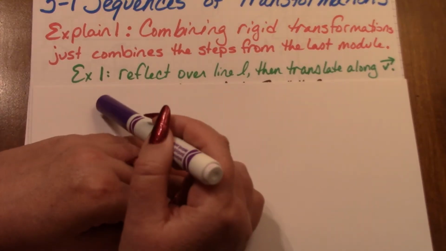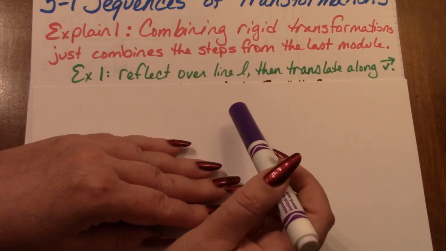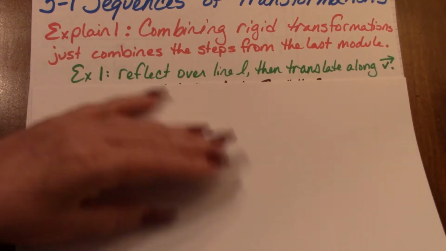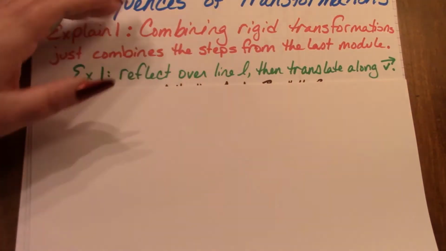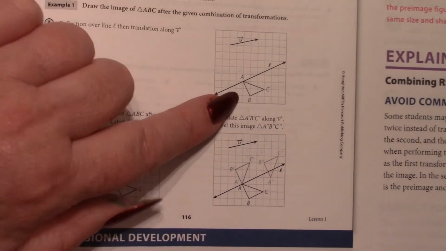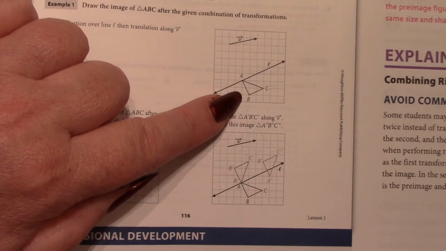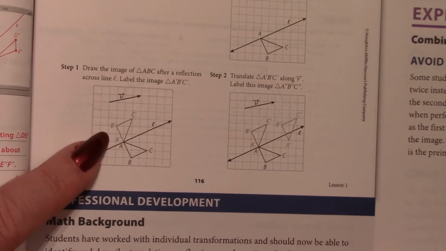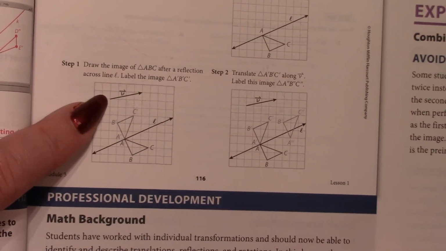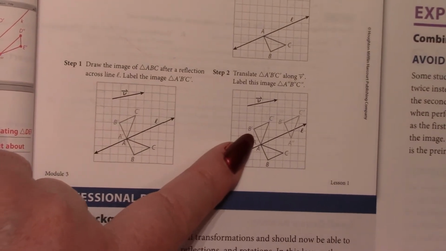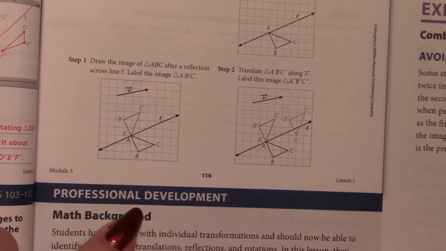To give you an example, the first one asks you to draw the image of triangle ABC after you reflect it over line L and then translate it along vector V. So let's have a look at what that looks like. Right here in the textbook, you can watch that ABC starts here. First, we reflect it over line L, and that gives us this shape here. Then we move it 1 up and 4 to the right, and that slides our triangle to right there.